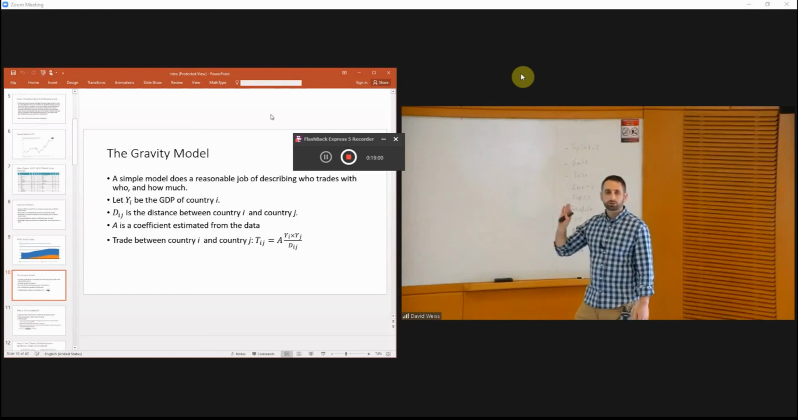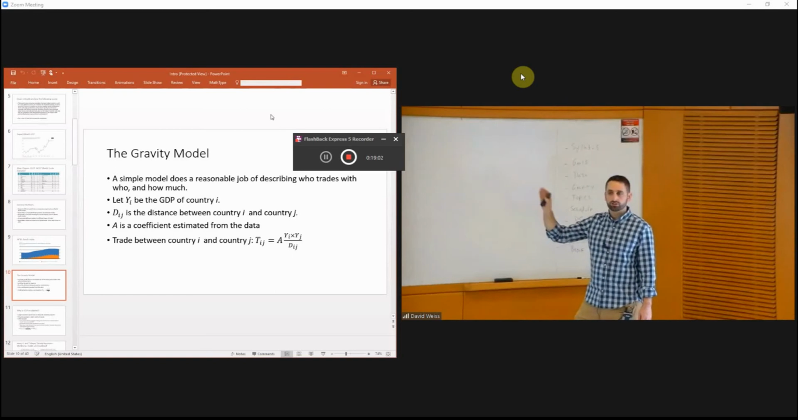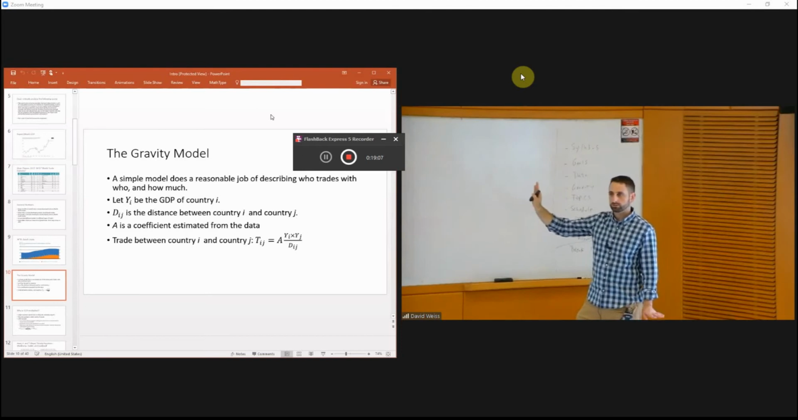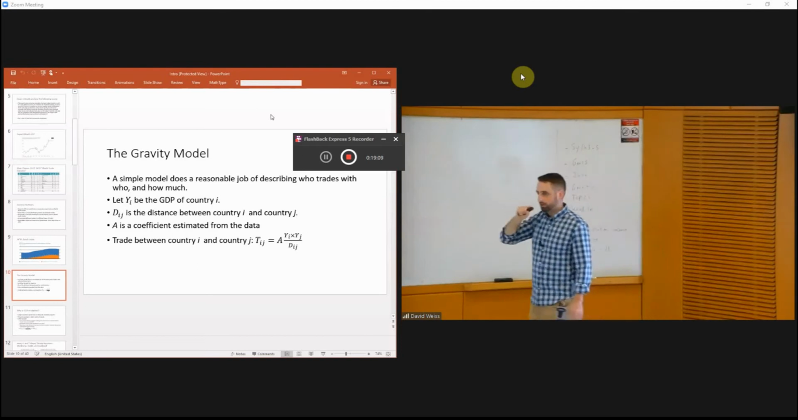Before getting into whether this model is good or bad and how we interpret these things, just in terms of the equation, is it clear what's going on? Okay.